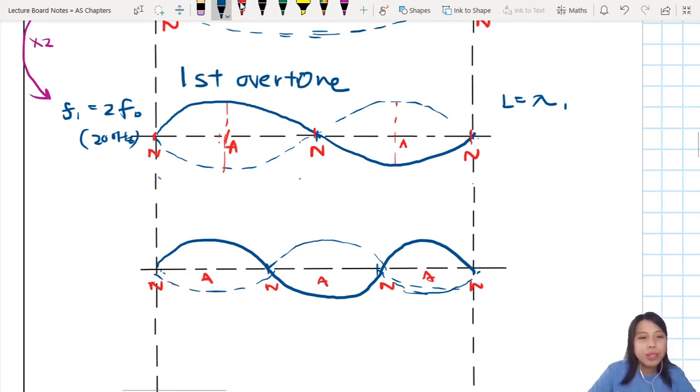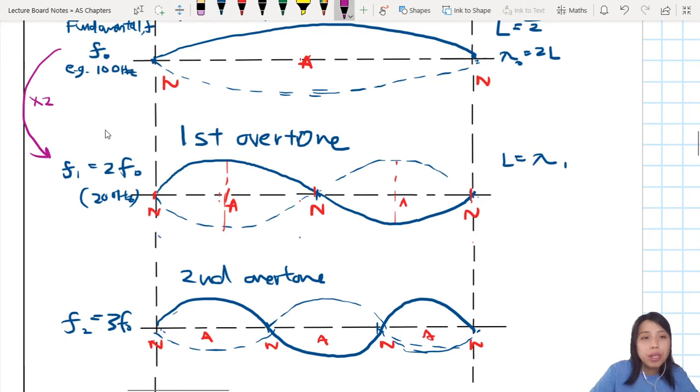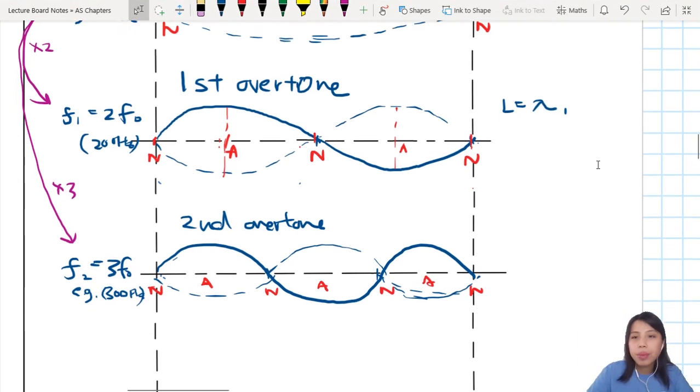Take a guess. What's the frequency of this second overtone? F1 is 2 times. So this one should be 3 times, because now you see it's 3 sections here. So 3 times your original fundamental frequency F0. If you take the original and times it by 3, if you calculate it, it will be 300 Hertz. So you see it's just getting higher and higher frequency.